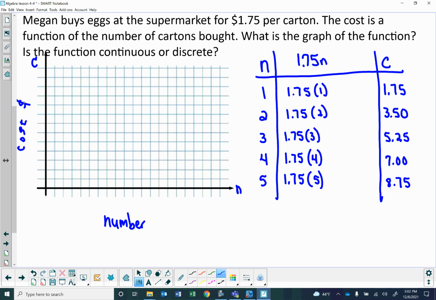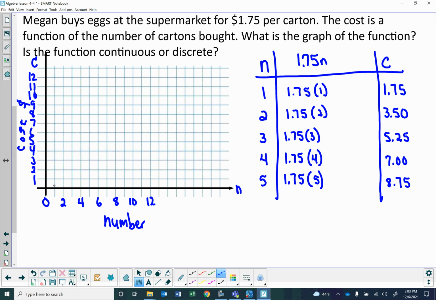Okay, my number of cartons is pretty easy. I can graph that by ones. So this is 0, this is 1, there's 2. I'm graphing every other one because it's easier to label. Now my money, I probably should go by whole dollars. Okay, $1, $2, $3, $4, $5, $6, $7, $8, $9, $10, $11, $12. That'll probably be fine.